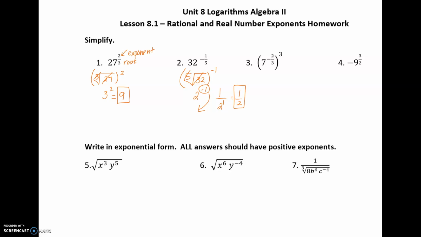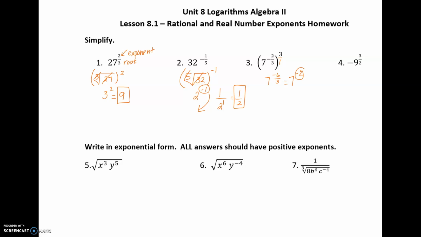Now we have here the base 7 to the negative 2/3 power, that whole thing raised to the 3rd power. The best thing to do with this is to multiply these. Multiply the exponent to the power. And you do it by multiplying the numerator. Negative 2 times 3 is negative 6, and 3 times 1 is 3. Well, we can simplify negative 6/3. That's the same as negative 2.